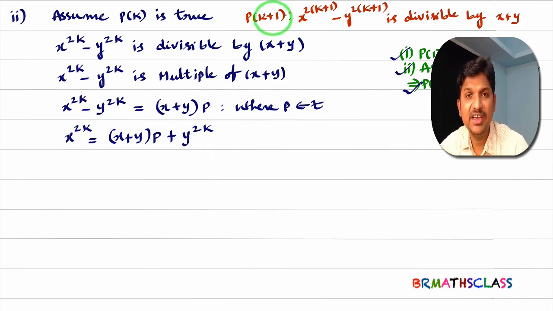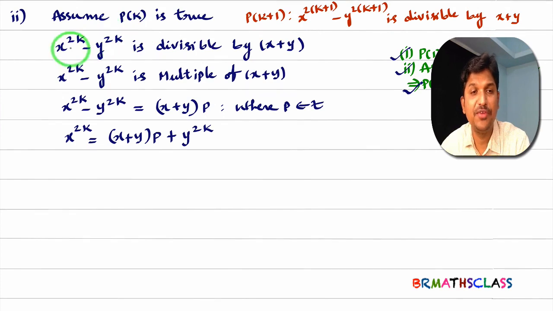That's why I have written what is P of k plus 1 here. How will you get P of k plus 1? In P of k, wherever k is there, you write k plus 1. You see here, this is P of k plus 1. Now our intention is to prove P of k plus 1 is true.